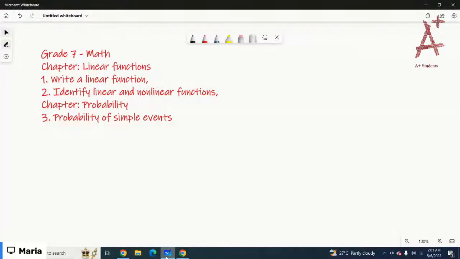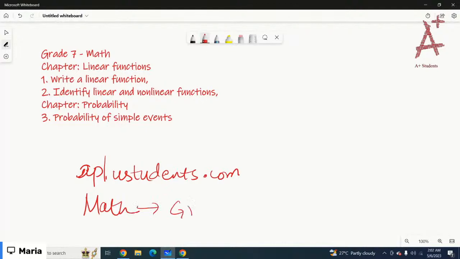We're going to start with grade 7 maths. So you can find all the lessons on aplusstudents.com. You have to log in there using your email address and password provided by the administrator. Then you have to select math from the subject tab, scroll down to grade 7 and then click on view all lessons. So there you can find the list of the chapters.